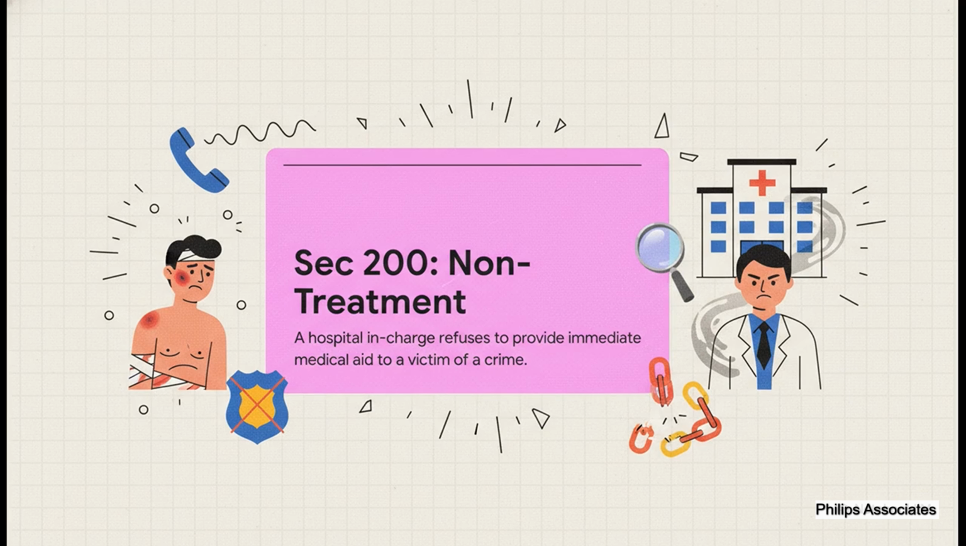So let's add another layer. Imagine the person our officer wronged also got physically hurt in all of this. They go to a hospital looking for help. But our corrupt officer, he gets on the phone. He pressures the person in charge at the hospital to refuse treatment. By caving to that pressure, the hospital in charge has now committed a brand new crime under Section 200. See how this corruption is spreading?